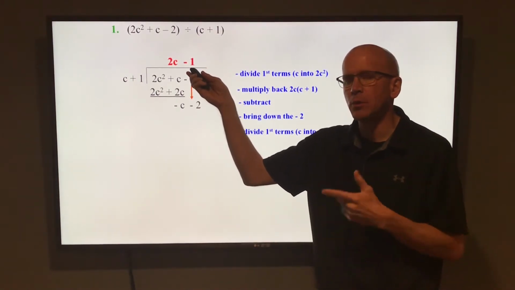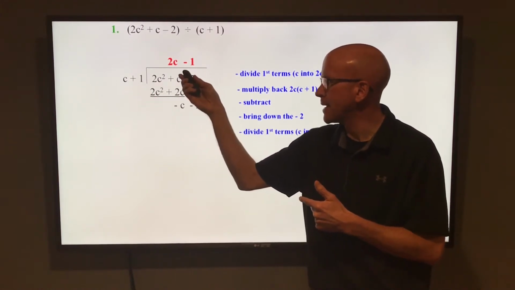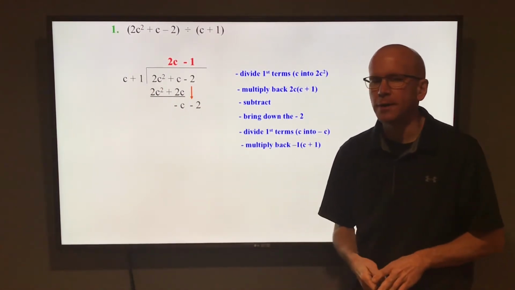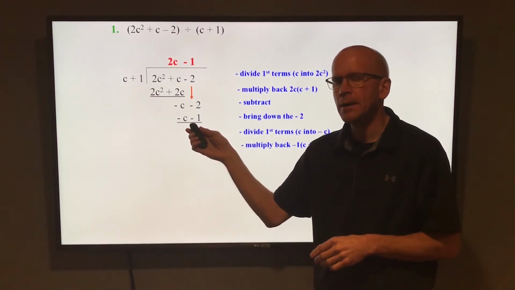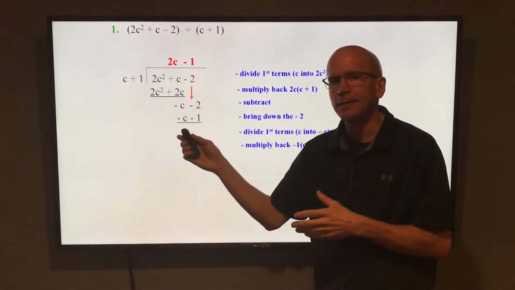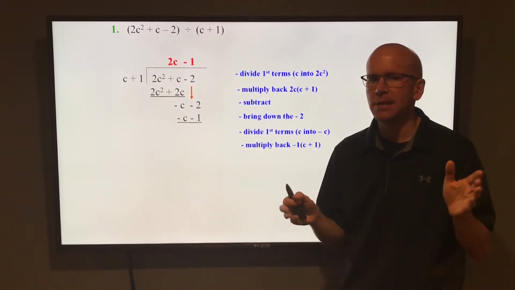Once you get that number or that term up top, then multiply back with the distributive property. So take negative 1 times c plus 1. With the distributive property, that is going to be negative c minus 1. Remember, after you multiply back, then you subtract. Watch your signs on the subtraction. This is where the mistakes will be made.